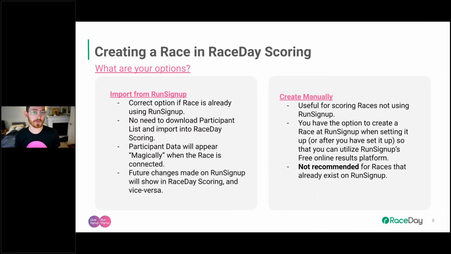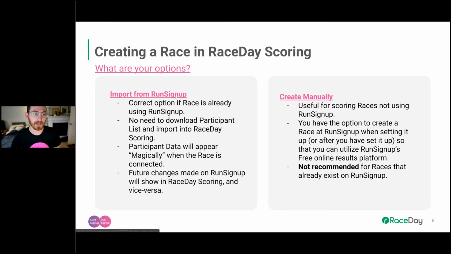So let's talk about how you create races in RaceDay scoring. There's a few different options. The big two are either you import down from RunSignup or you create it manually. If you are importing from RunSignup, the assumption is that this race already is on RunSignup for registration, and RaceDay scoring will be able to see that and import it down. So there's no need to download participant lists and import them into RaceDay scoring like you've done in the past, exporting to a CSV and importing it that way. Participant data will appear magically when the race is connected. Future changes made on RunSignup will show in RaceDay scoring and vice versa. Any updates made in RaceDay scoring go to RunSignup.